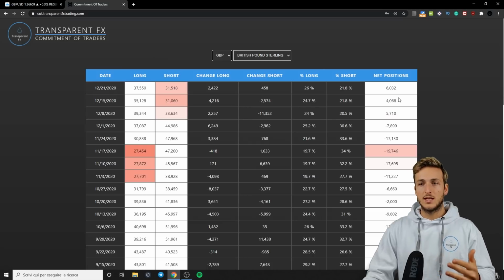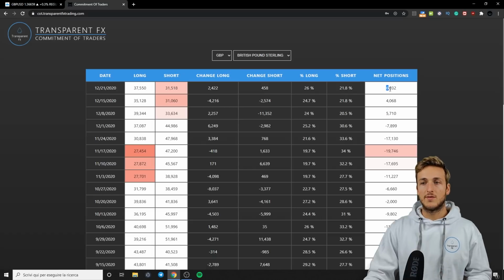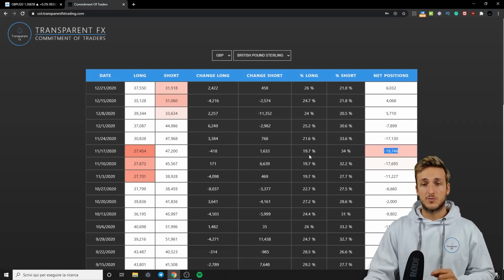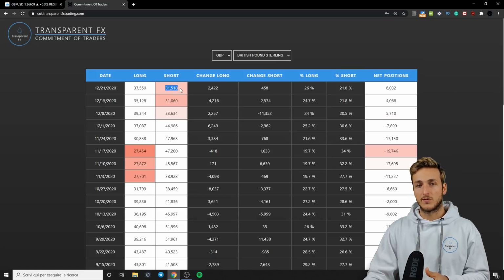And what we can see is that with the last reports, hedge funds, so the biggest speculators in the market, the non-commercials in the market, were increasing their net positions. In fact, we went from having minus 19.7k net positions all the way up to having plus 6k net positions, which means that we went from having more shorts than longs on the pound from an institutional perspective with 47.2k shorts and 27.4k longs, all the way up to having more longs than shorts, with 37.5k longs and 31.5k shorts. So what we have seen here is a big increase in the long positions and decrease in the short positions.